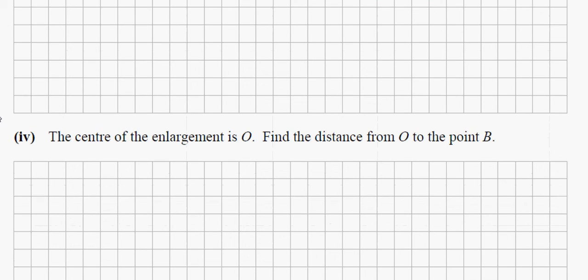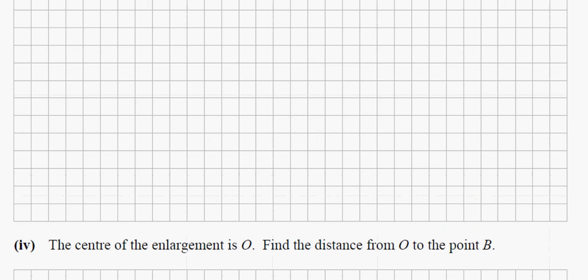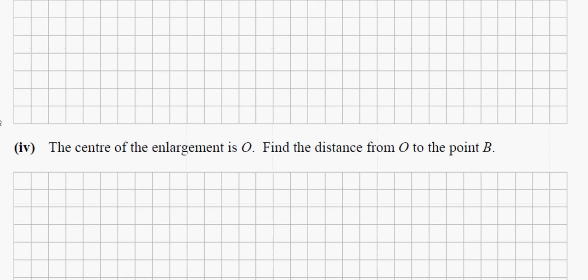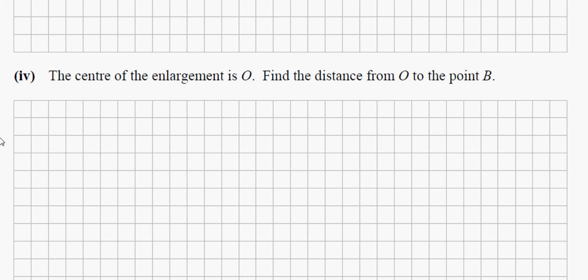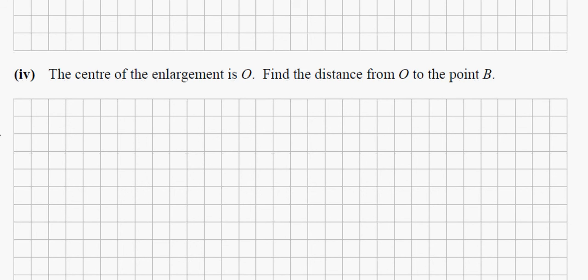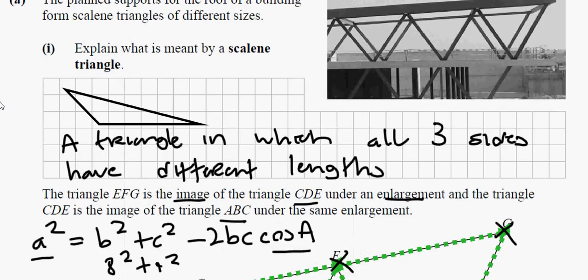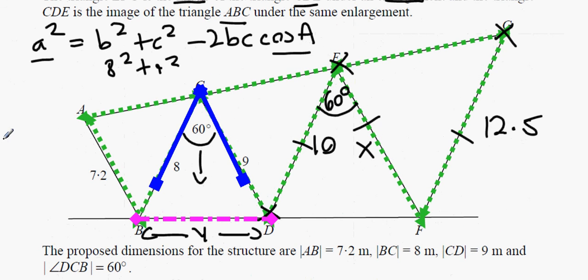Part 3: find the length BD, we just did that. The center of enlargement is O. Find the distance from O to the point B. Okay, so we need to find the center of the enlargement, okay? So we need to go back to our diagram. So the center of the enlargement, and then define O to the point B.